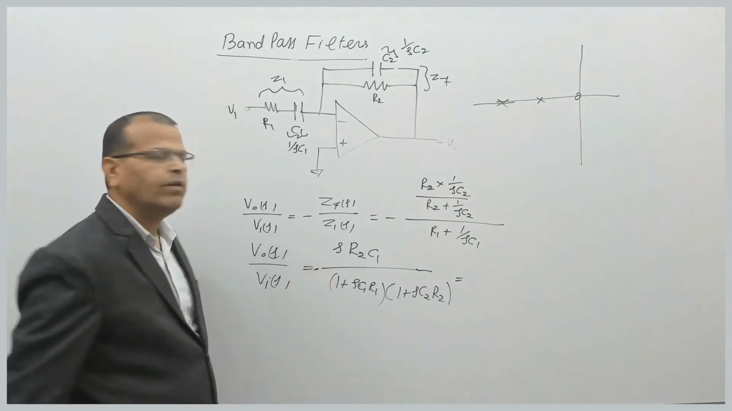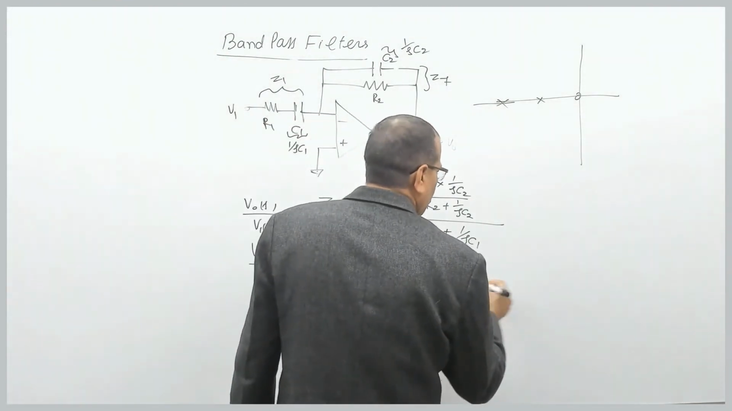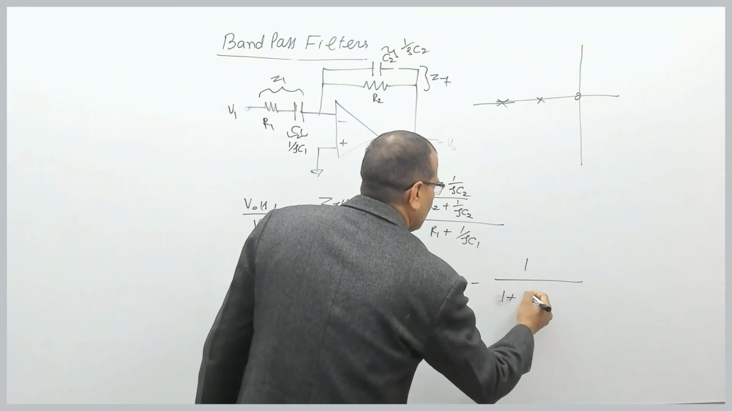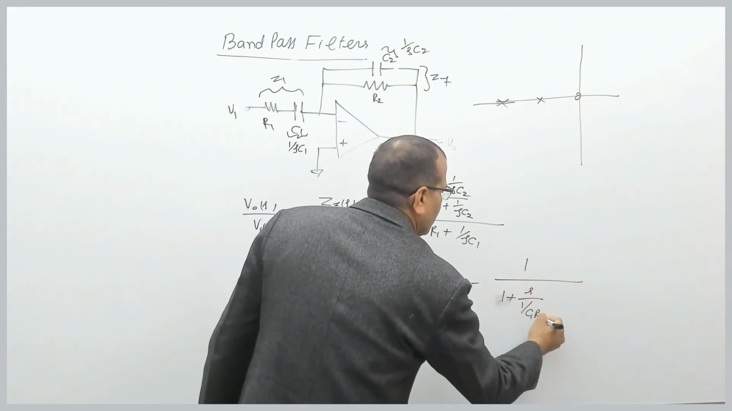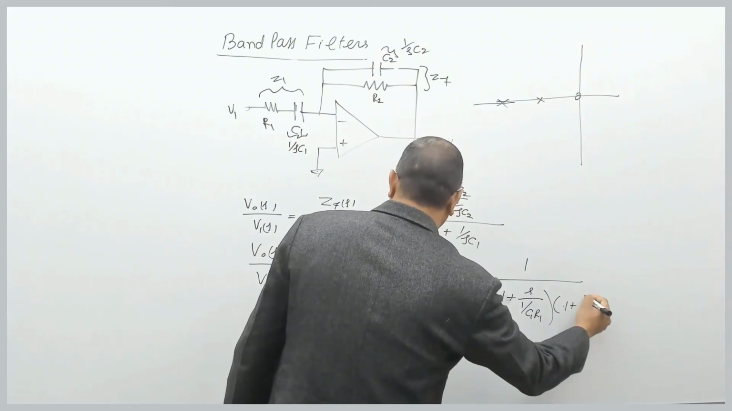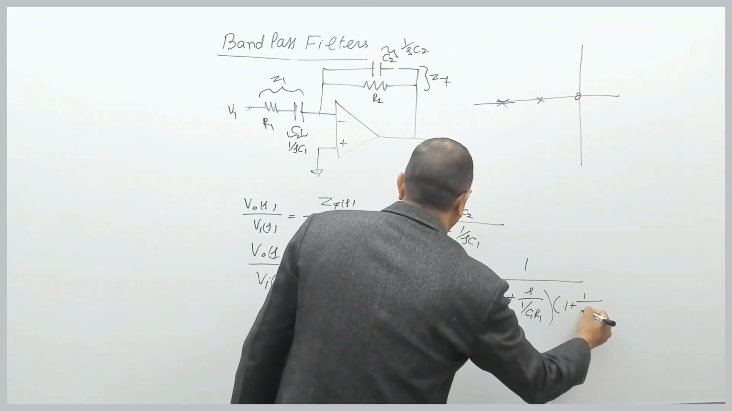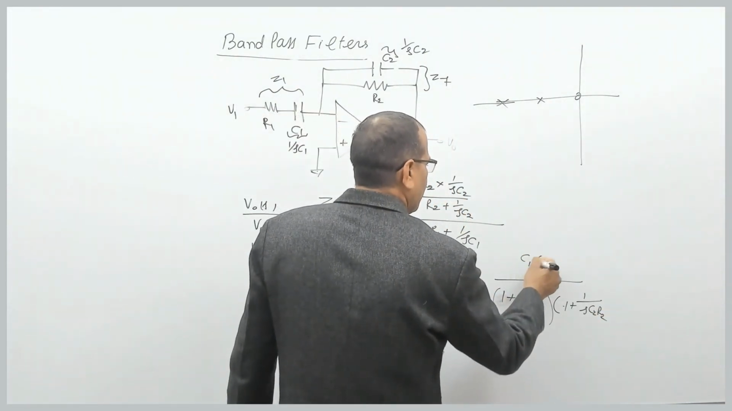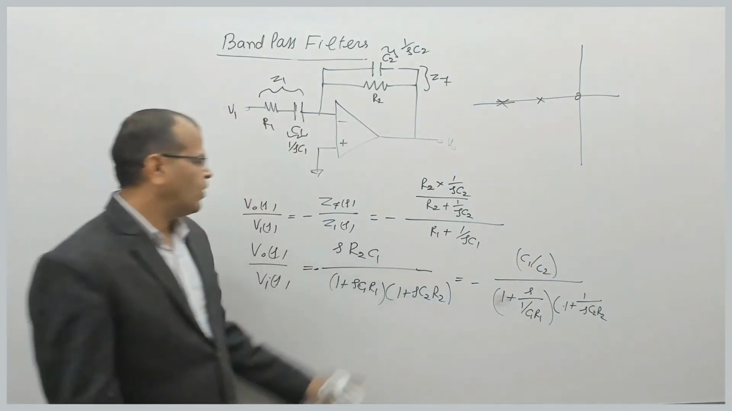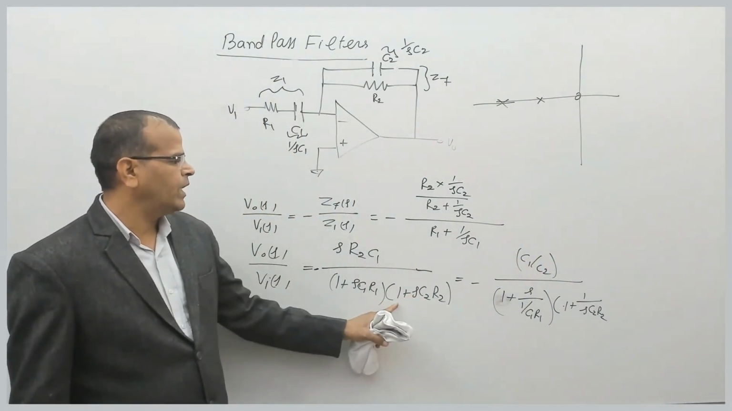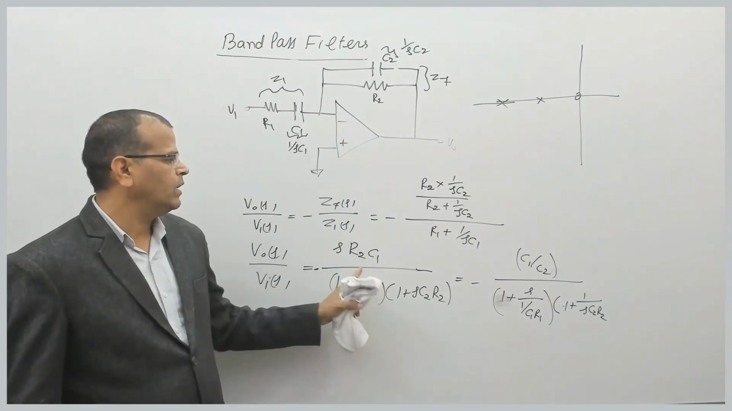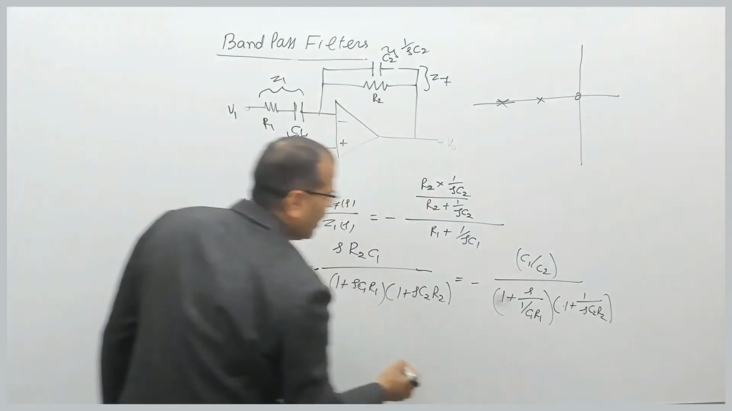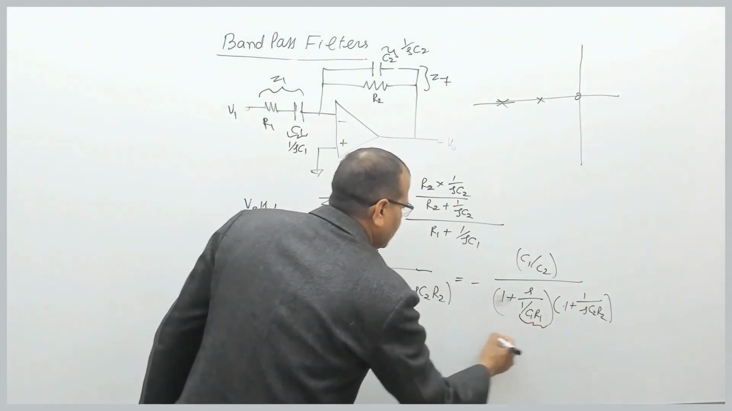So there is a negative sign. You can further simplify it like this. 1 plus S by 1 by C1R1 into 1 plus 1 by SC2R2, and in numerator there will be C1 by C2. That's it. You can take SC2R2 outside. When you take SC2R2 outside, S will be cancelled, R2 will be cancelled, C1 by C2 will be there. So what I have, this gives me the lower cutoff frequency.